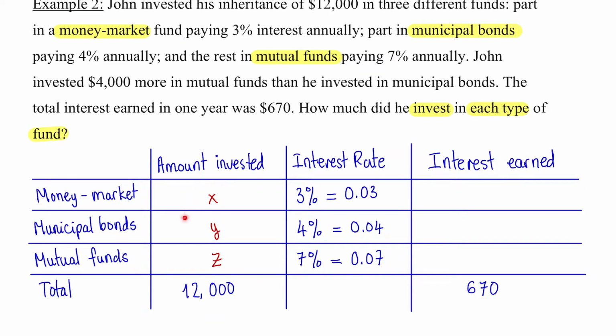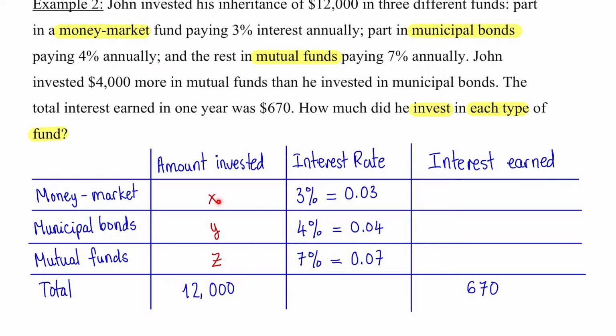And I know that the total amount of money that he invested is $12,000. So if I take x plus y plus z, that should be equal to $12,000. This is my first equation. So this is the amount that I invested.